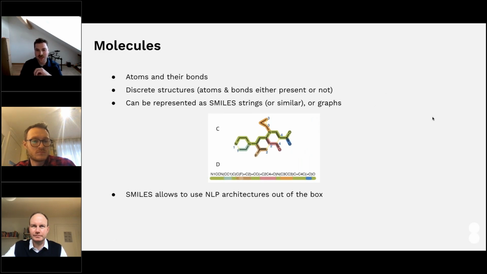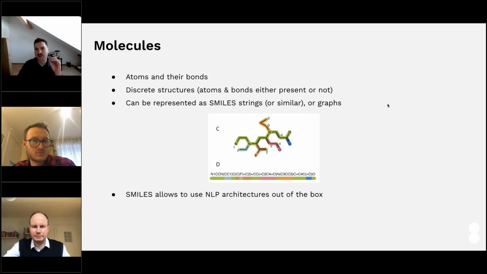So a drug, like I said, is a molecule, and a molecule is a sort of discrete structure. It's basically a bunch of atoms and their bonds. I'm simplifying a little bit, of course, but in computer science terms, this is a discrete structure. There is good news here because we can represent that using a string, which is called a SMILES string, which means we can represent these molecules a little bit like text. So, for example, here you have an example where this molecule is written like N1CCN, etc.